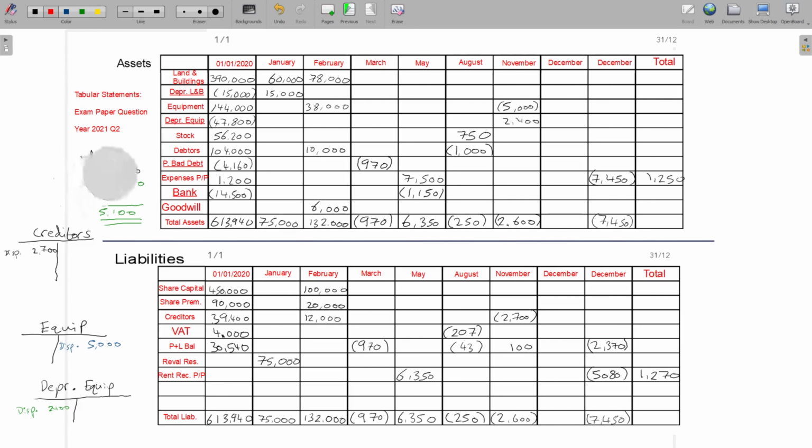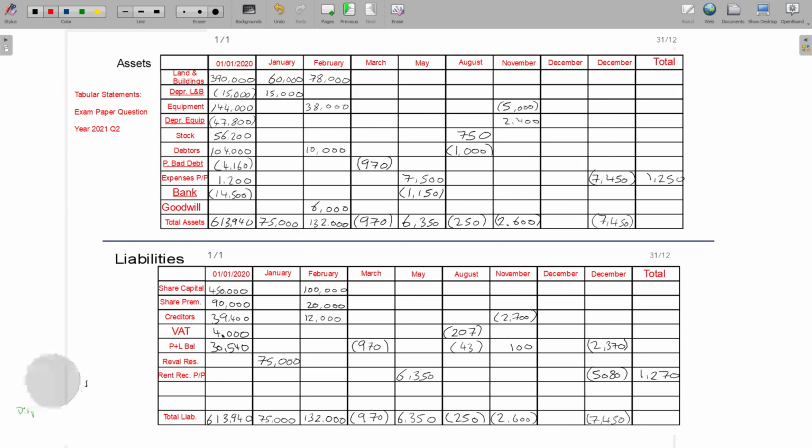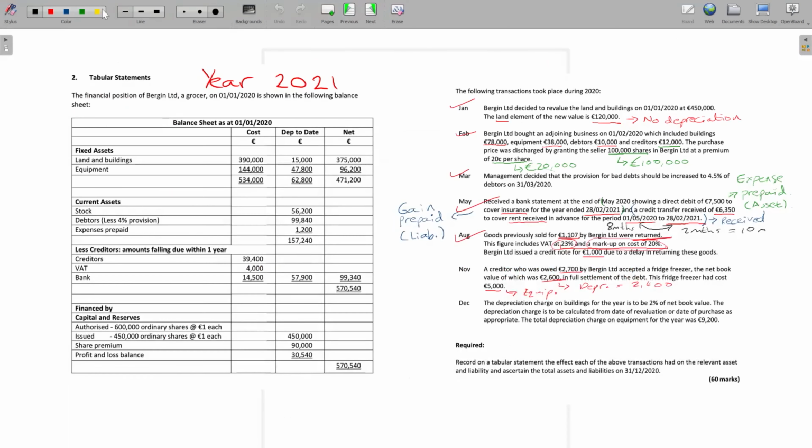However, it should help, as I said, with your understanding. Now, what is next? So we're on to the last adjustment. Very good. The depreciation charge on buildings for the year is 2% of net book value. Okay, net book value. So that's important.